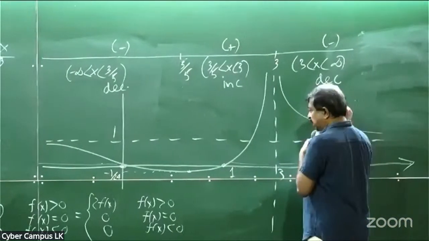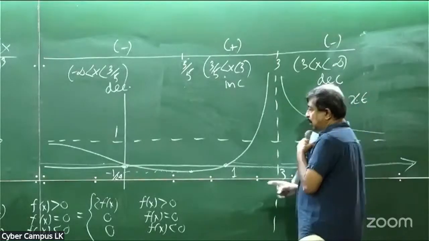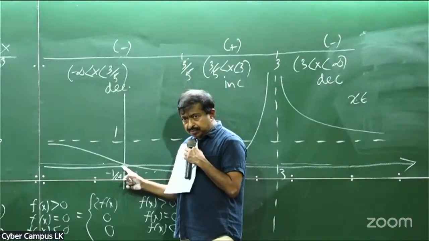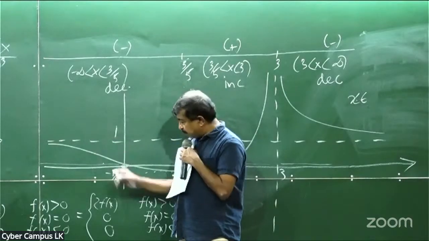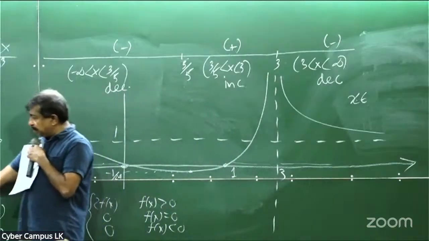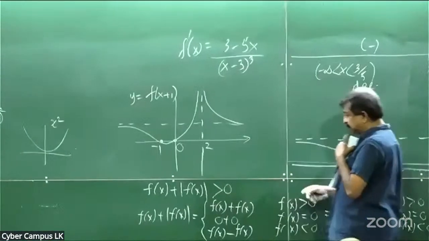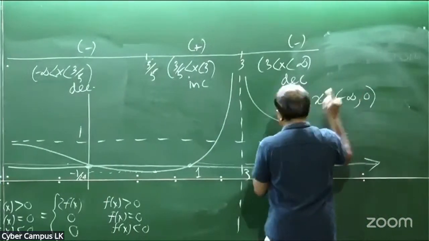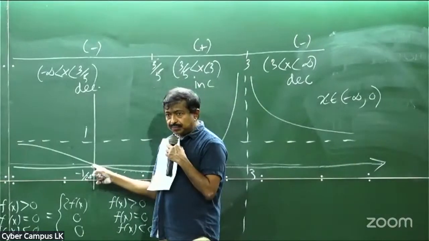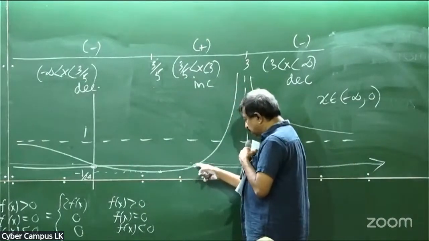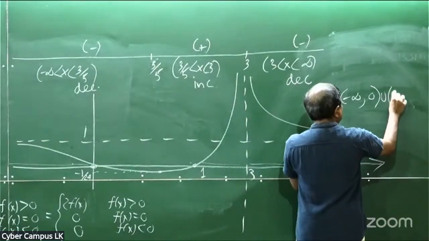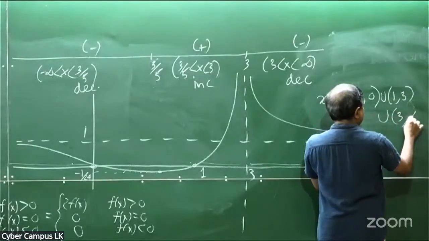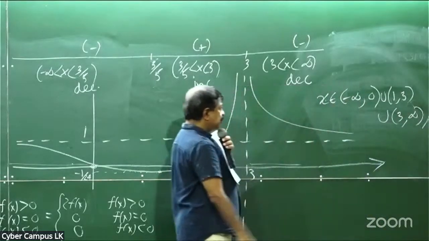So that solution, I'll write it here. From minus infinity to 0, right? f(x) is positive, so you are here. That means this sum is greater than 0. From minus infinity to 0, excluding 0, because at 0 it is 0. Then remove this part. Then 1 to 3, 3 to infinity. This is the solution to that.